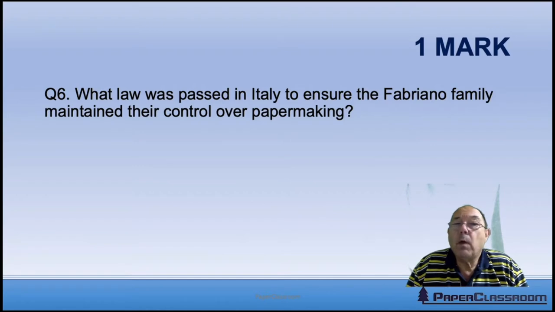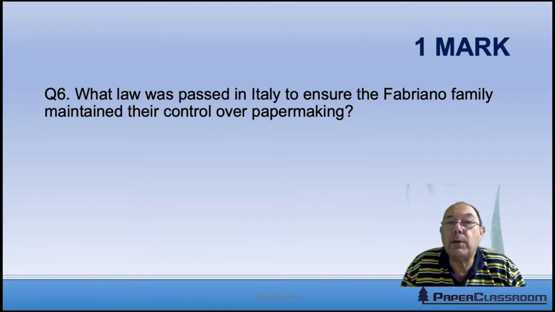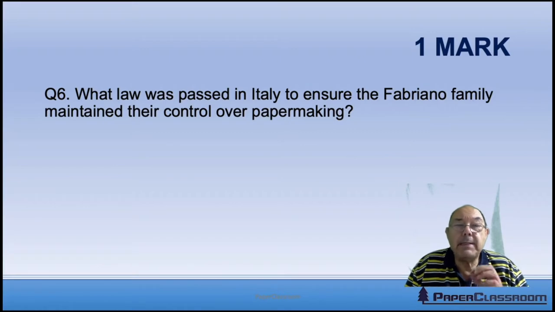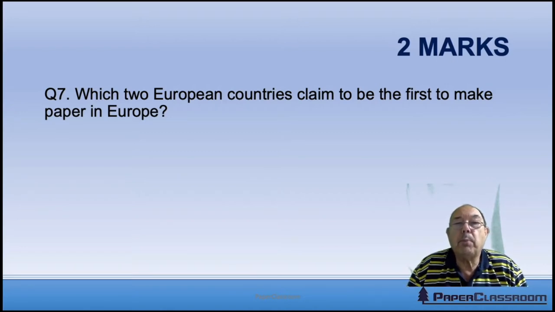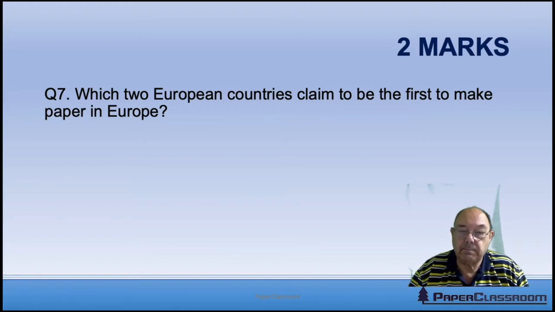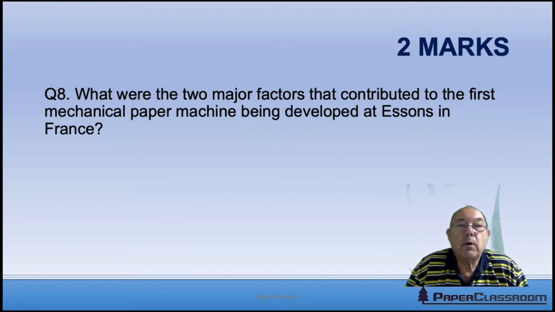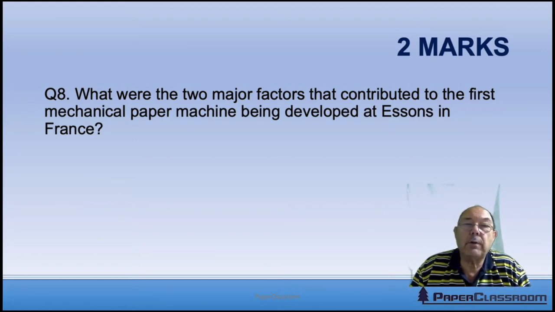Question 6. What law was passed in Italy to ensure that the Fabriano family maintained their control over papermaking? Question 7. Which two European countries both claim to be the first to make paper in Europe? Question 8. What were the two major factors that contributed to the first mechanical paper machine being developed at Essonnes in France?